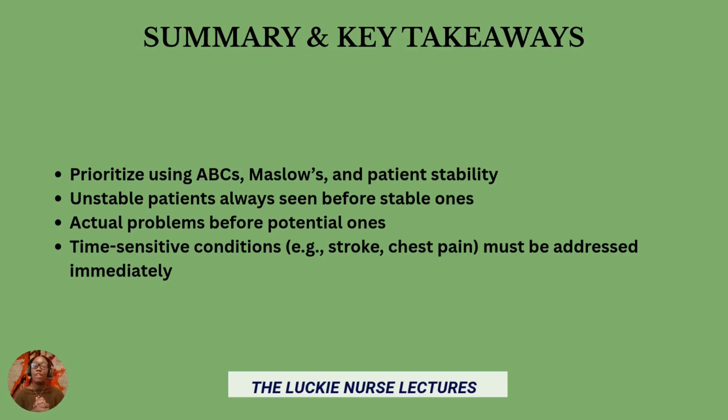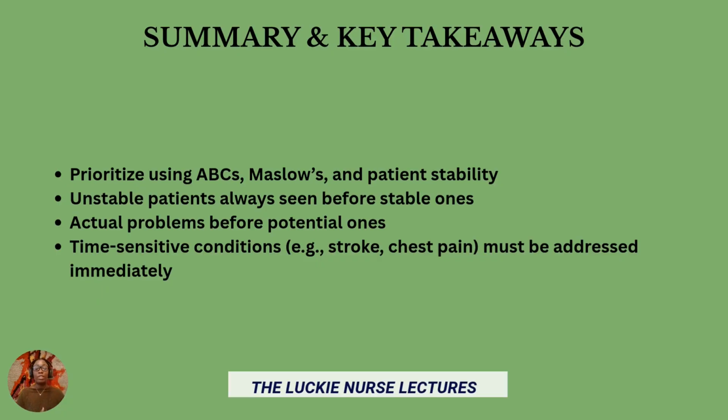So now just a summary of everything that we reviewed. When you're answering prioritization questions, especially when you were answering these questions for the NCLEX, you're going to want to go through your levels of prioritization, starting with the ABCs of nursing. Remember that unstable patients are always seen before stable patients. Remember that actual problems should be prioritized before potential problems or things that we are worried about can become a potential problem in the future. Acute issues always take precedence over chronic issues, and you need to look at things that are time sensitive.